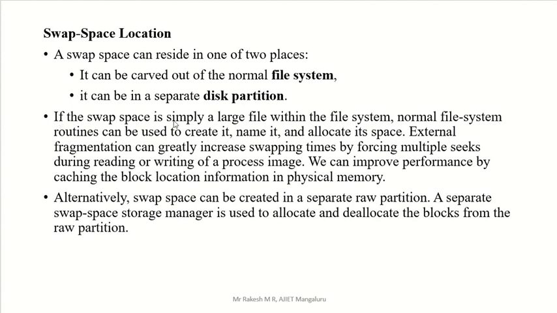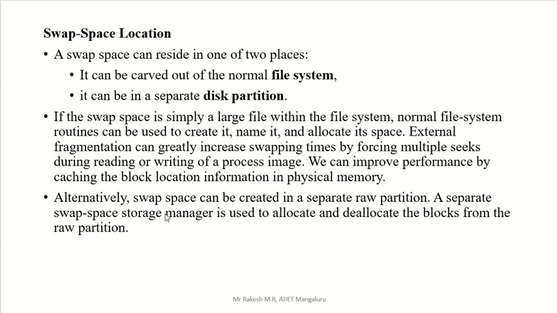If the swap space is simply a large file within the file system, normal file system routines can be used to create it, name it, and allocate its space. External fragmentation can greatly increase swapping time by forcing multiple seeks during reading or writing of the process image. We can improve performance by caching the block location information in physical memory. The file system is one of the swap space options.